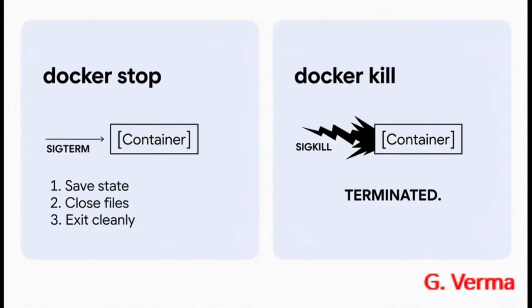So, how do we shut a container down? Well, you've got 2 main options. docker stop is the polite way. It sends a signal that basically says, hey, could you please wrap things up and shut down cleanly? But docker kill, that's the emergency switch. It doesn't ask, it just pulls the plug immediately. You should always try to use stop first.